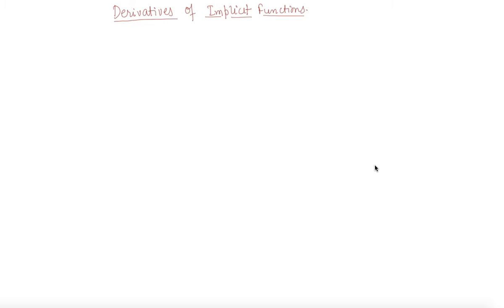So in today's lecture we will discuss derivatives of implicit functions. Till now what we were discussing was explicit functions, where you were given y is equal to a function of x, or you can say y is equal to sine x, and there we were finding dy by dx, which is cos x in that case.